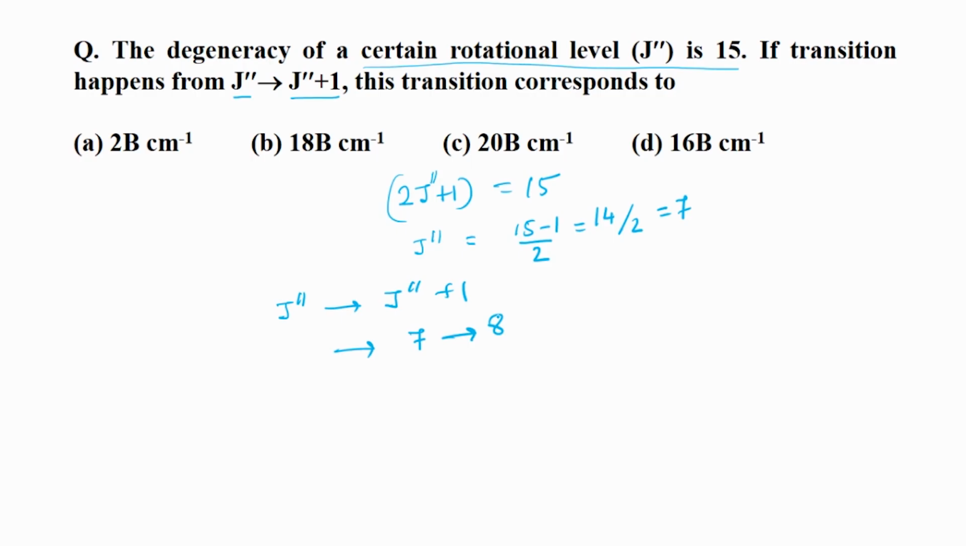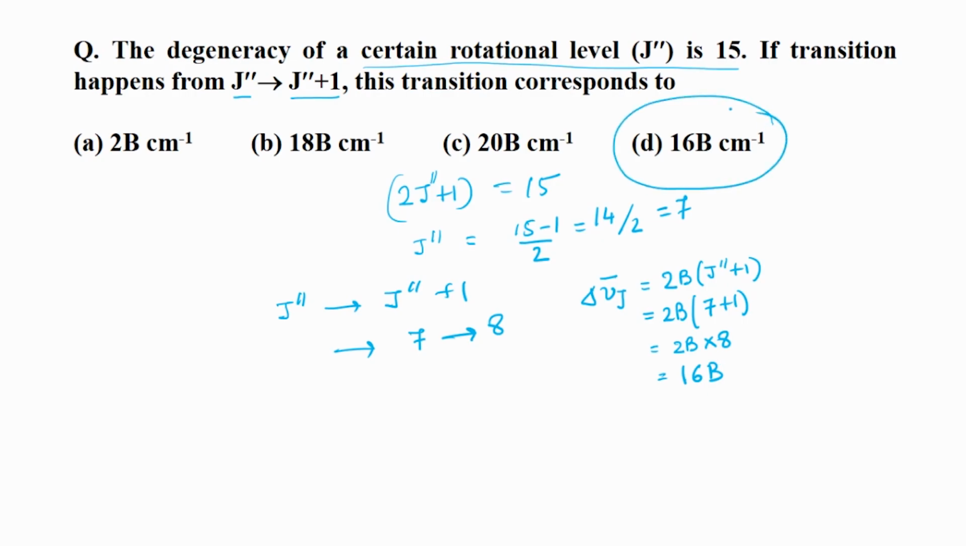So, the energy for this transition should be delta nu bar_j, that is given by 2B times j double prime plus 1. So, that is 2B times 7 plus 1. So, that is 2B times 8, that is 16B. So, the correct answer out of all these choices is D, that is 16B.